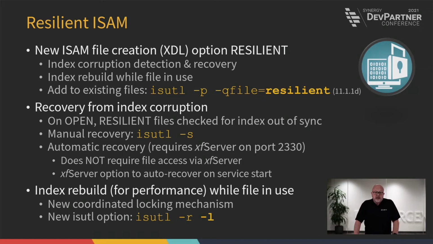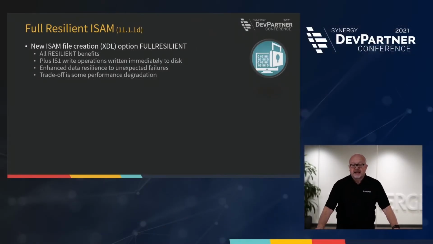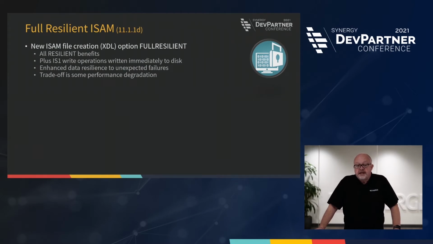Of course, because rebuilds can also happen in real time now, you can also choose to perform an index rebuild for index performance enhancement via the isutl -r -l option. And again, you can now do that while the file is in use. It uses a new coordinated locking mechanism that's been added to allow it to rebuild those indexes while the file is in use. There's also, added slightly later in 11.1.1d, a new file option called Full Resilient.